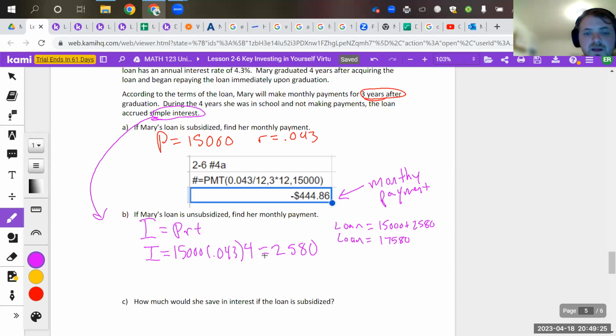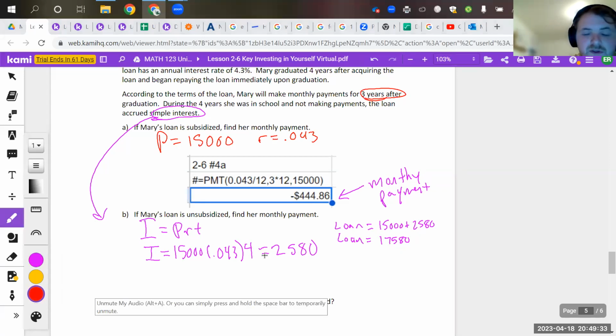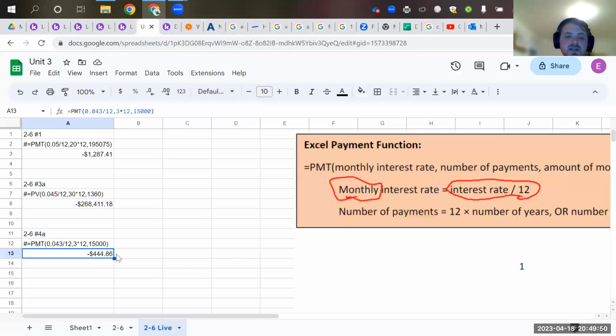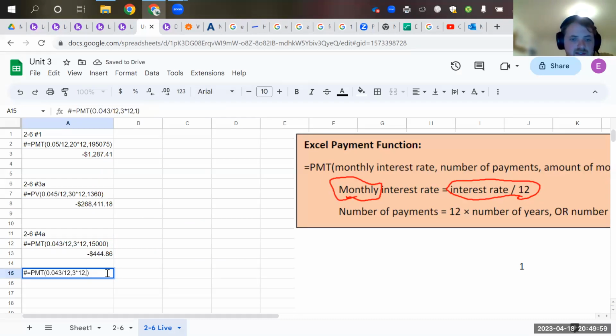Okay. We're going to run that same exact function there, because the only thing that's going to change is the 17,580 is now going to replace that 15,000. Okay, because it's the same amount of years after that, and it's the same rate. The only difference is that she earned that interest, or accrued is the right word, interest during college. So again, I'm going to copy that whole thing, but I'm just going to replace it with, I think it was 17,580. Again, I know this is complicated, so I appreciate you guys hanging in there.